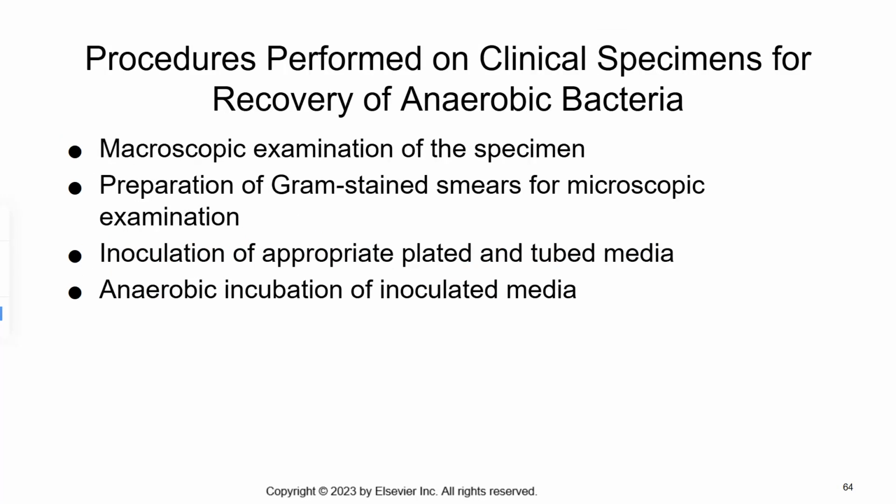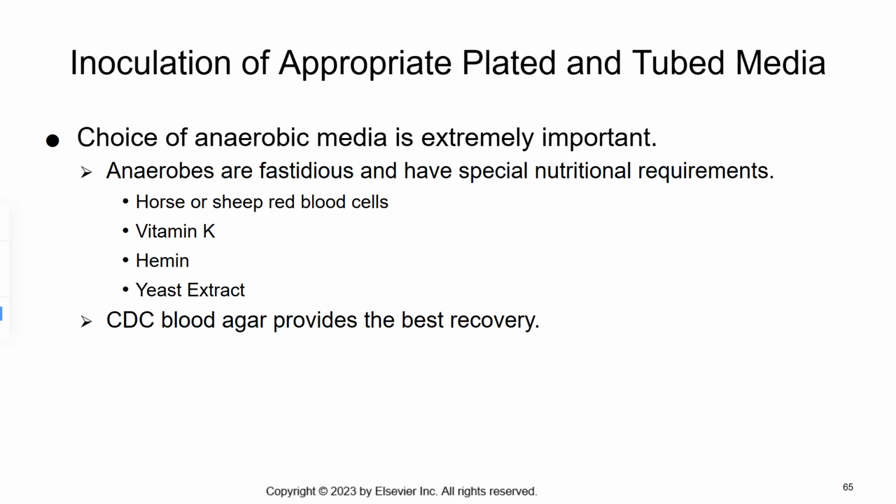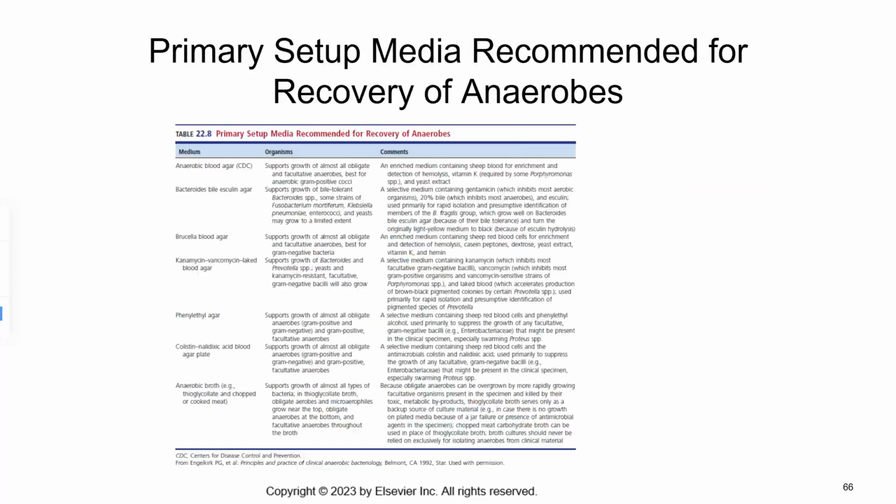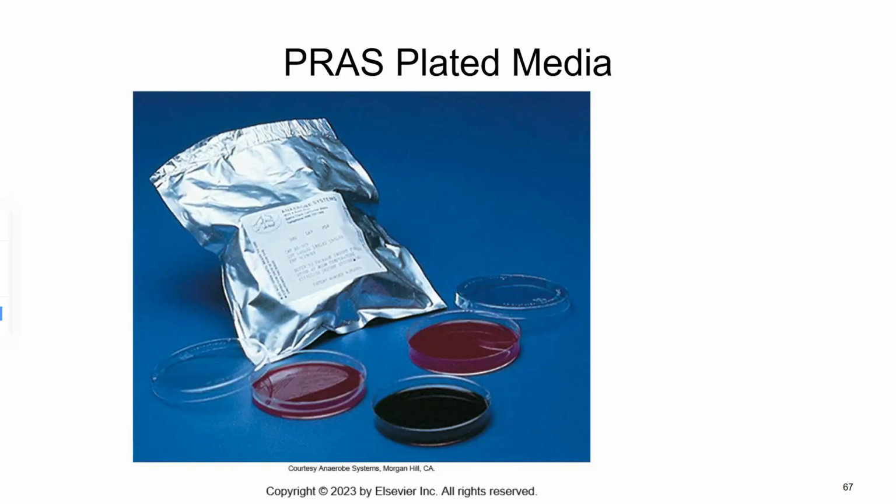You do macroscopic examination of the specimen, preparation of gram stain smears for microscopic examination, inoculation of appropriate plated and tube media, and anaerobic incubation of the inoculated media. Choice of media: CDC blood agar is the best recovery. It contains sheep red blood cells, vitamin K, hemin, and yeast extract. And here's a table of different types of media that would be used for primary setup. And this is what it looks like.